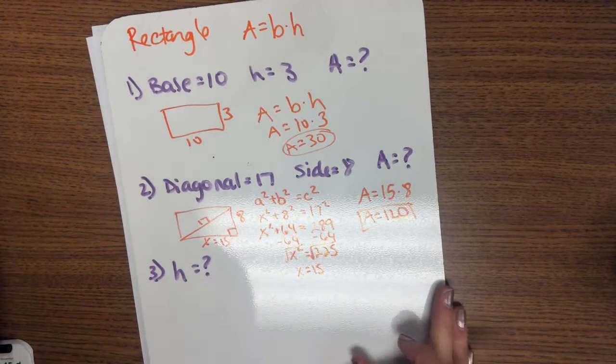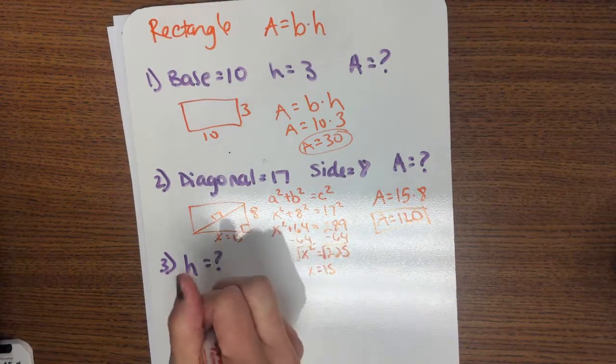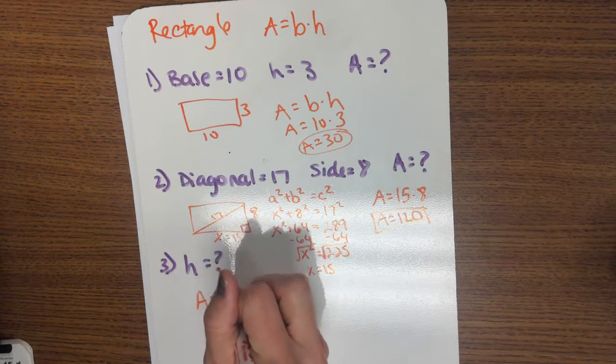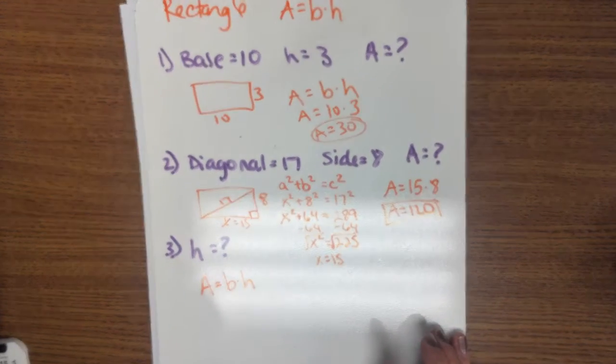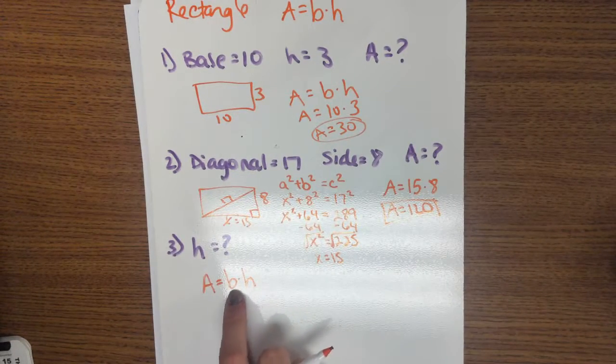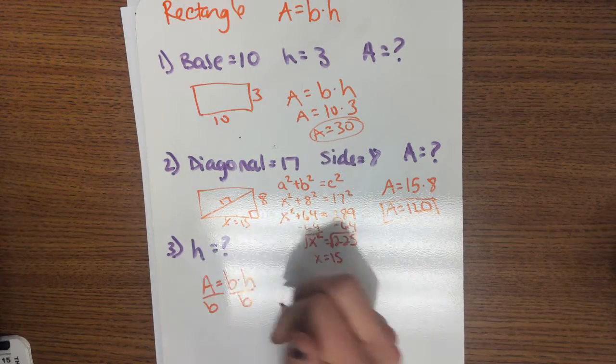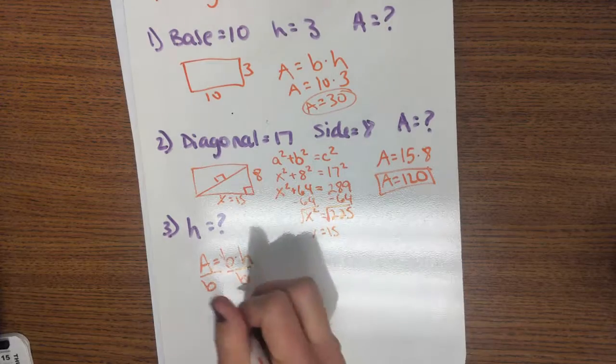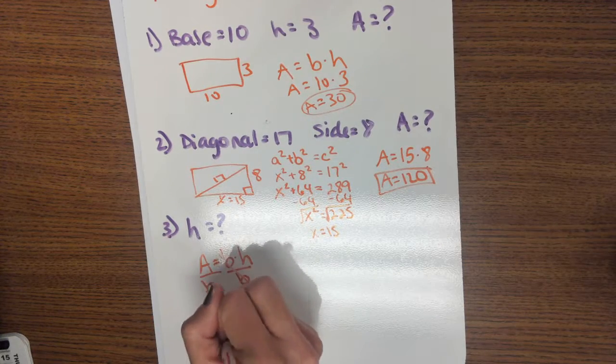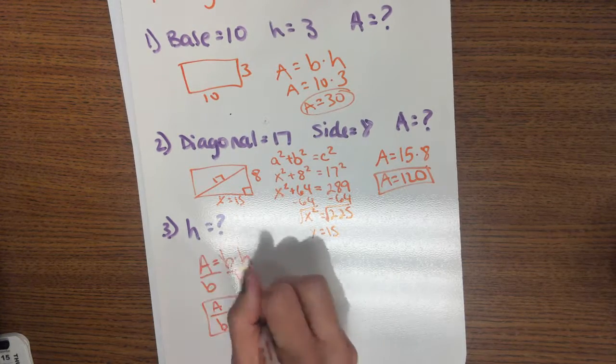Then the last problem just wants a formula for height. All that means is take my area formula. This is a literal equation, and we're going to solve it for height. Well, I have base times height, so to undo multiplication, we're going to divide, and that's just going to leave area divided by base is equal to the height.